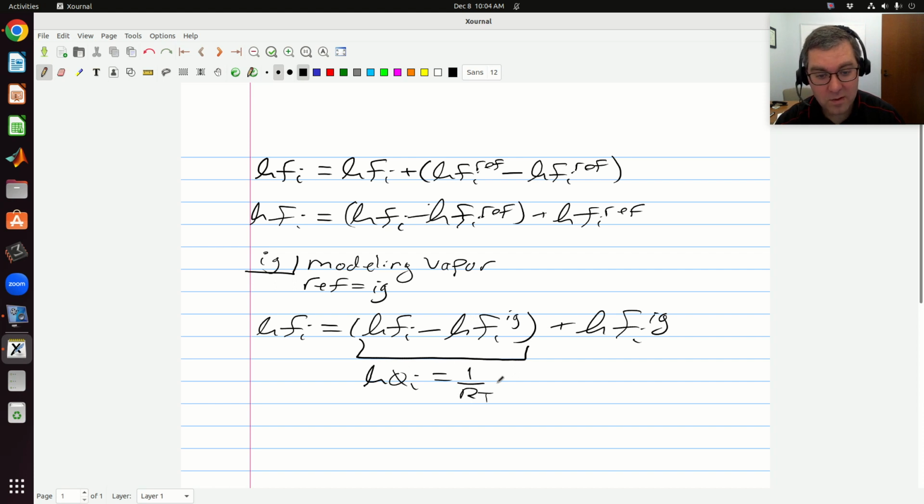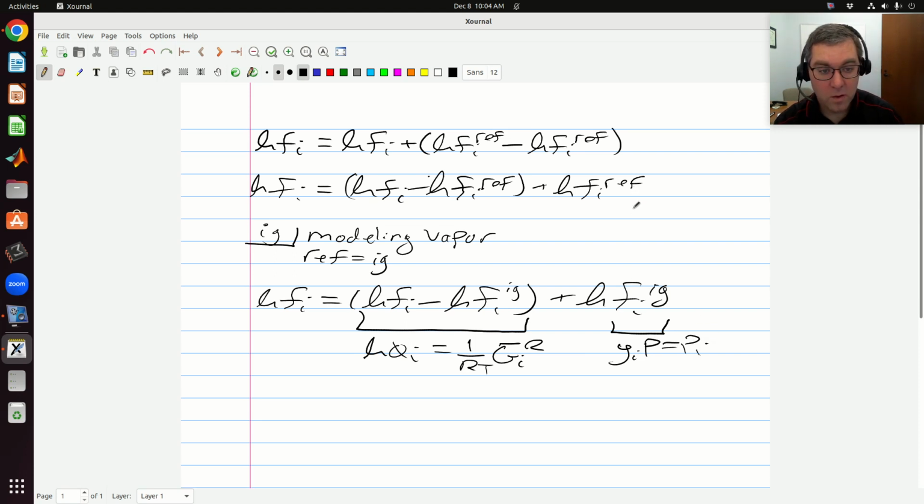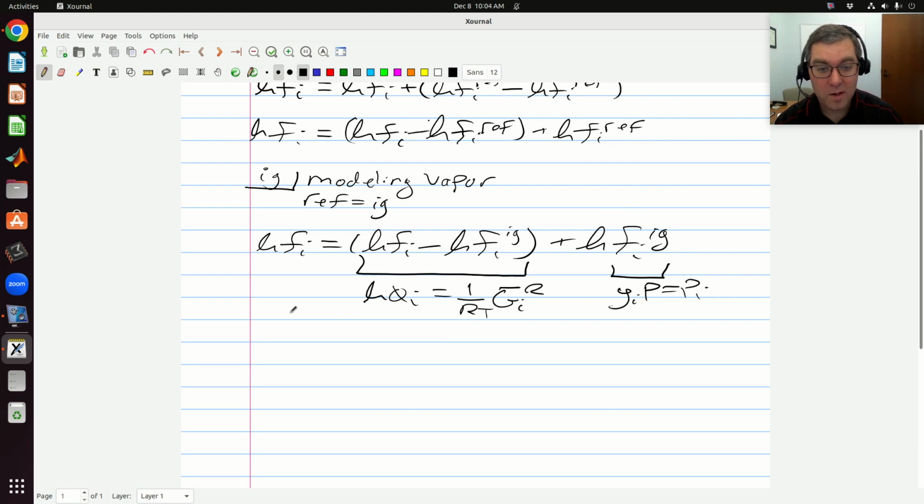Okay, so log phi is equal to 1 over RT times my partial molar residual Gibbs free energy of component i, just for completeness. And the fugacity of component i in an ideal gas state is just equal to its partial pressure. So if I'm thinking about vapor phases, I'll write my mole fraction as yi, and its partial pressure is yi times P.